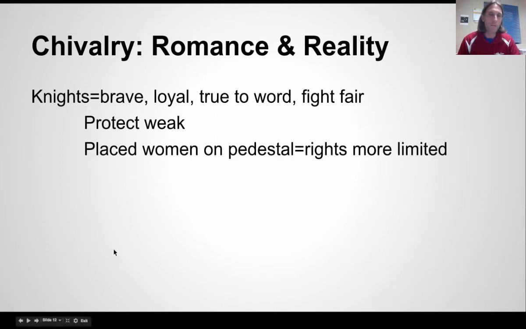So chivalry develops. Chivalry comes from the word horse, and this is the expectation that knights have certain characteristics. They're brave, they're loyal, true to their word, they fight fair, protect the weak. One of the problems with this is it places women on a pedestal, which in some ways even limits their rights more, because people seem to think that women are too dainty to be able to do some things, and so it leads to these stereotypes of women that can persist, to be honest, to this day a little bit.